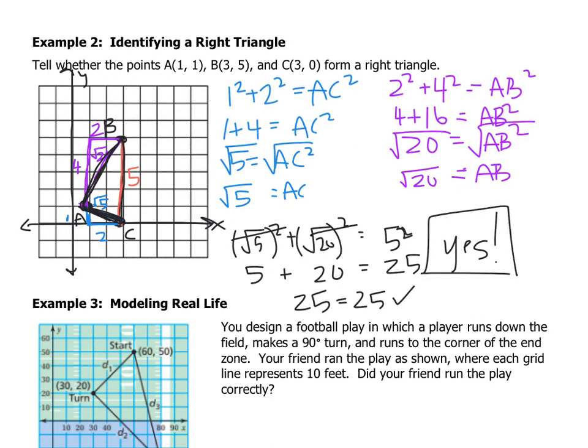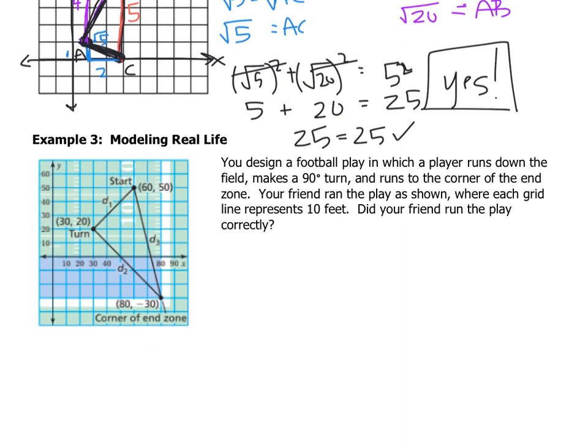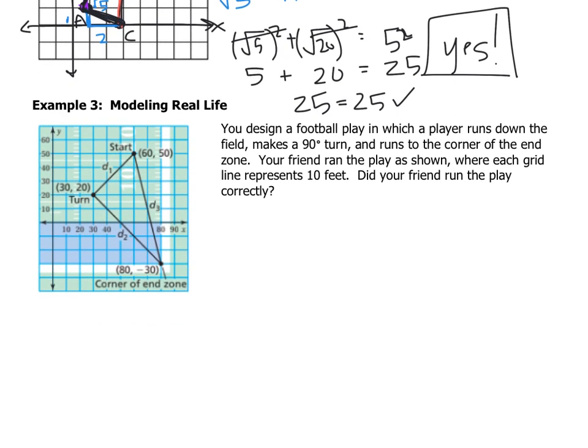Okay, let's look at one more example. You design a football play in which a player runs down the field, makes a 90-degree turn, and runs to the corner of the end zone. So you start here, you go that way, and then you go that way. Your friend ran the play as shown, where each grid line represents 10 feet. Did your friend run the play correctly?